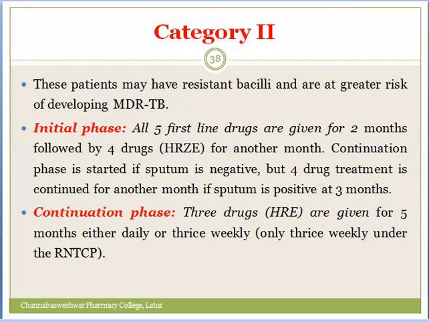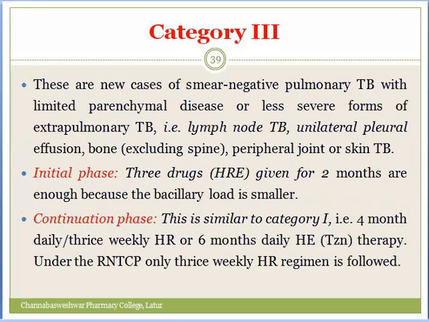The next is the continuation phase. 3 drugs, isoniazid, rifampicin, and ethambutol, are given for 5 months, either daily or thrice weekly, and under RNTCP it is given thrice weekly. So this is the category 2 patient pharmacotherapy. Now we'll discuss category 3 patients.